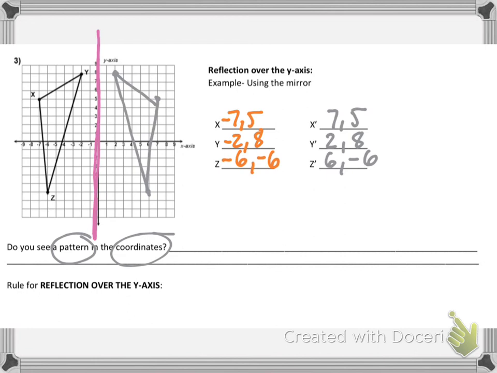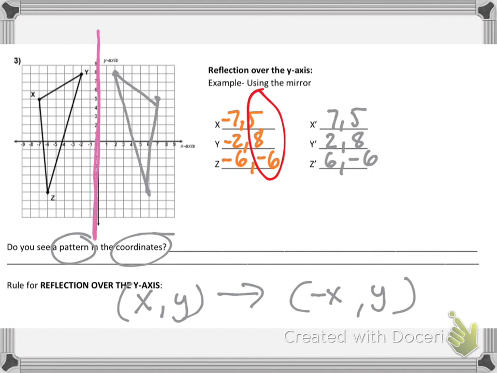Alright, so again, what is the pattern in the coordinates? What do you see? Go ahead and respond, and look at your neighbor's response or your discussion board. And let's write the rule for a reflection across the y-axis. We're going to go from x comma y to, that is correct, -x comma y. The y values stay the same, but the x values are multiplied by -1.